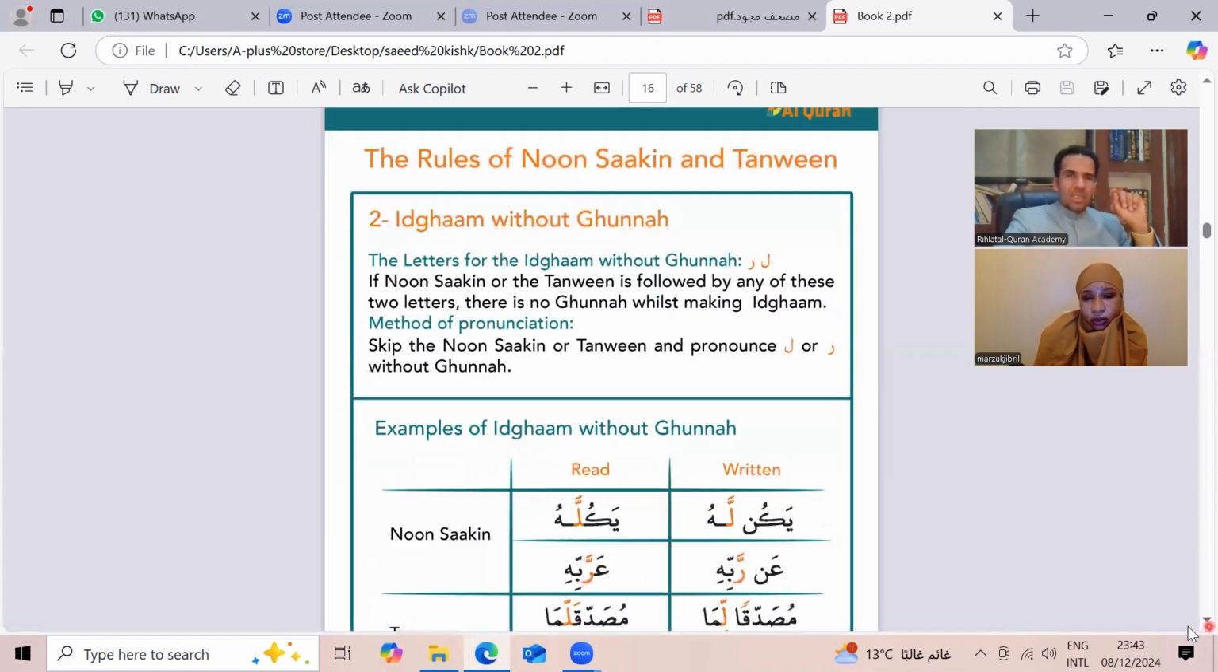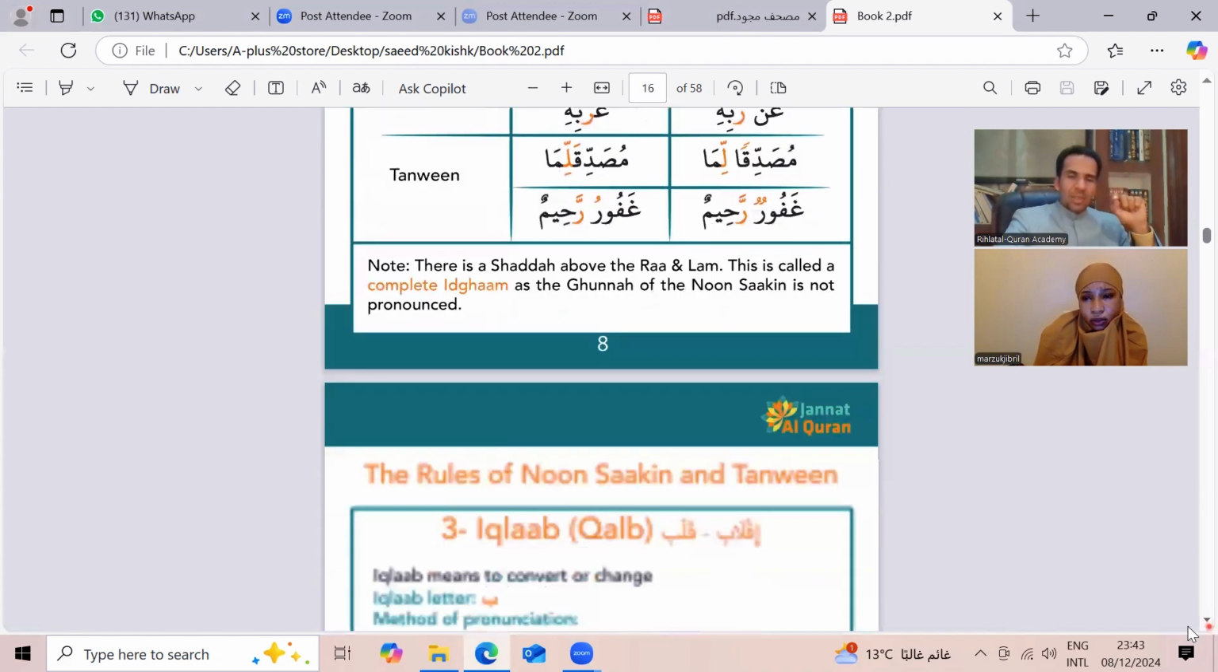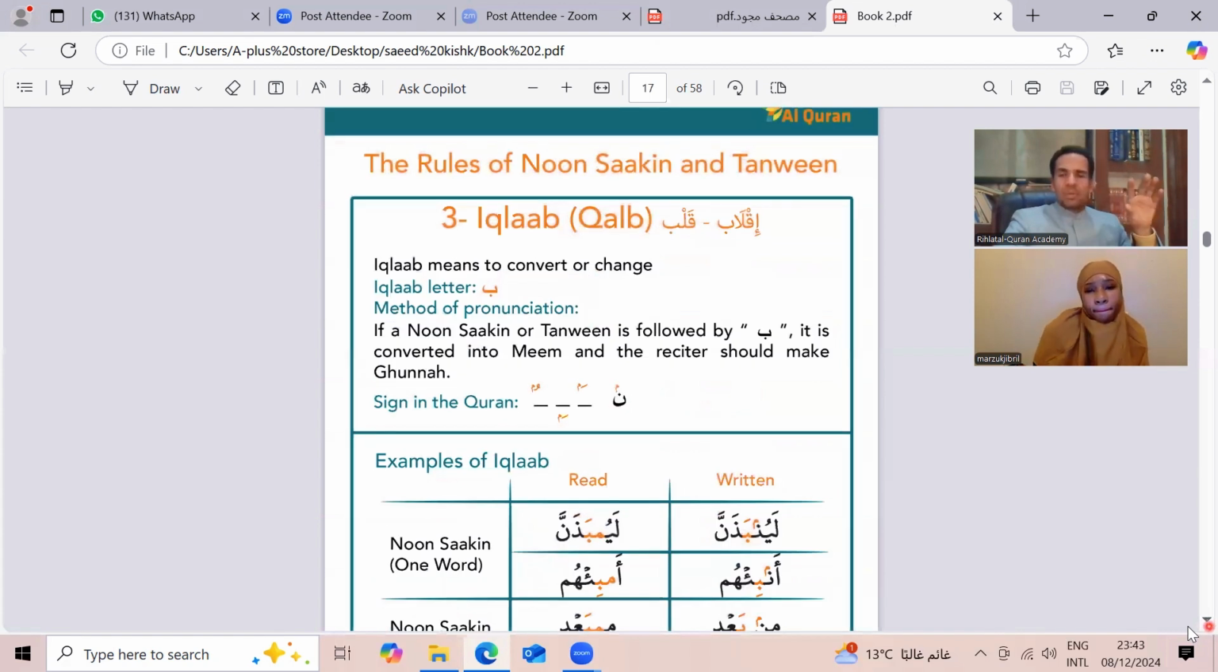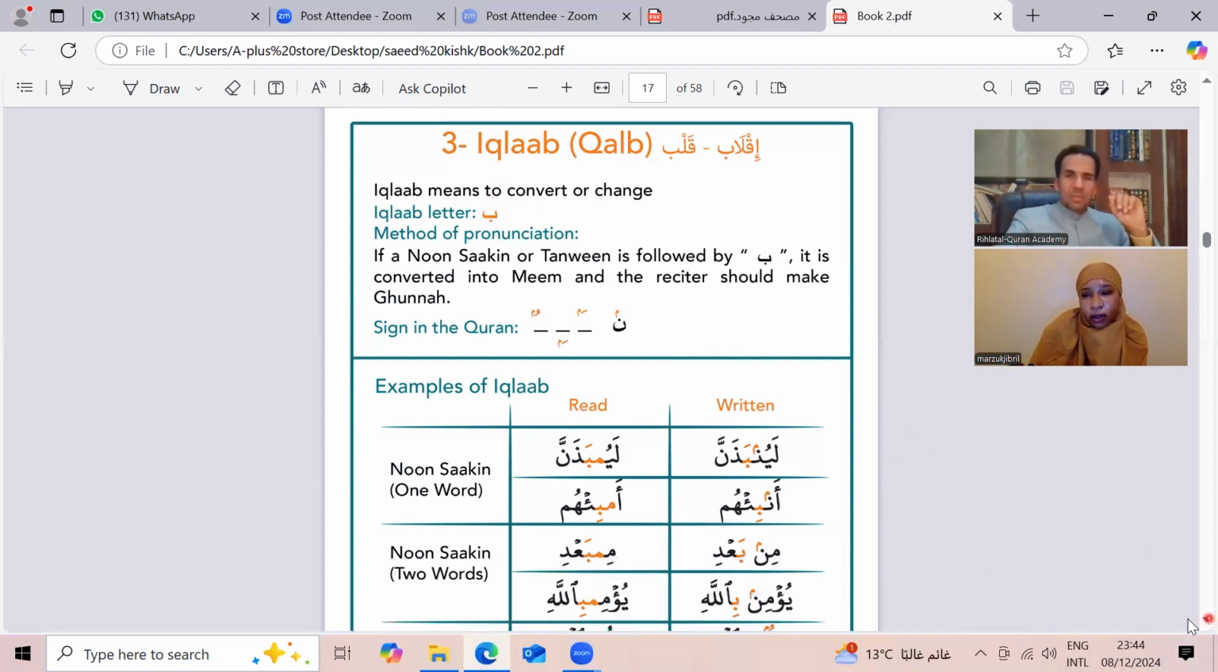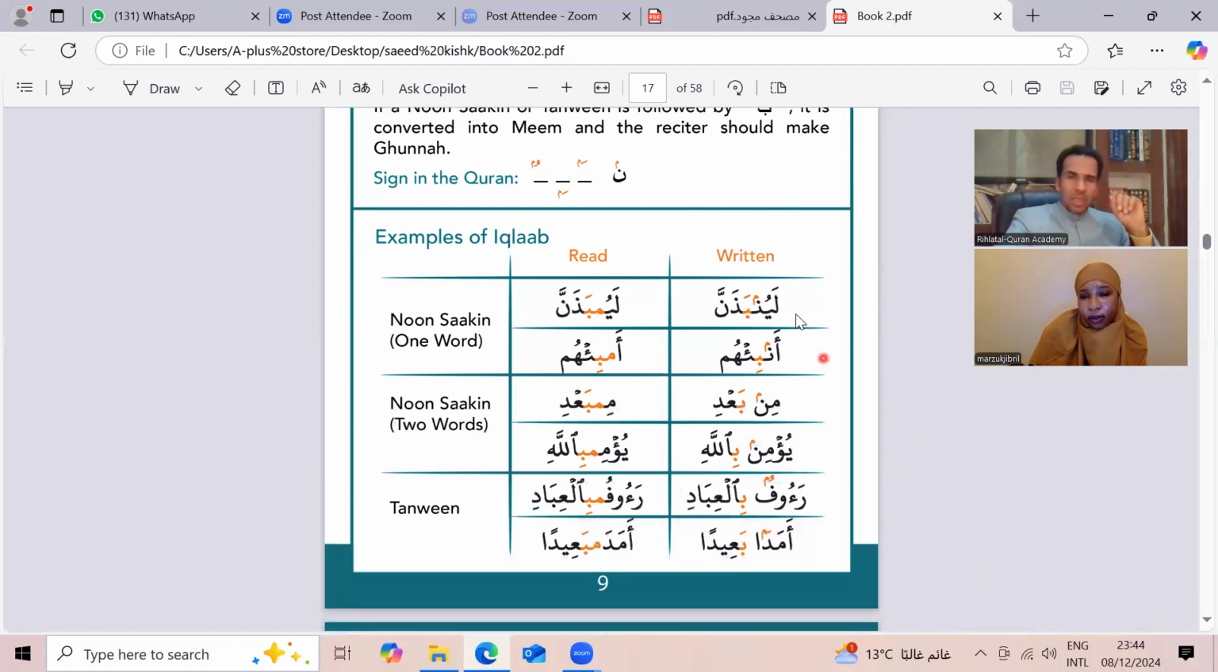The third rule that we discussed today is iqlab. What does iqlab mean? To change it. To change what? To change noon sakinah into meem. If noon sakinah is followed by what? Followed by ba. How many letters of iqlab do we have? Only one letter, which is ba. For example, here, and the sign.